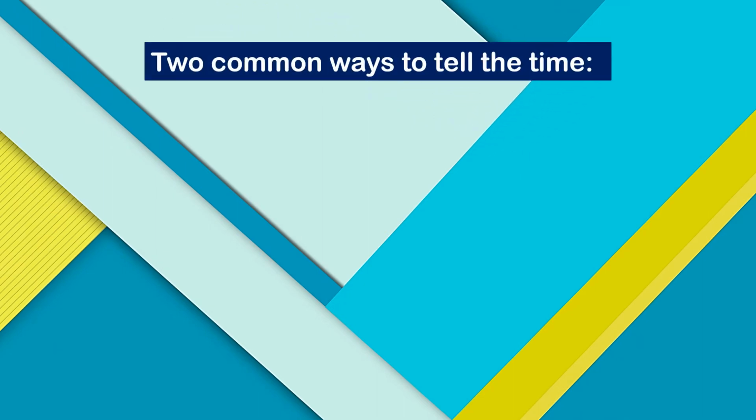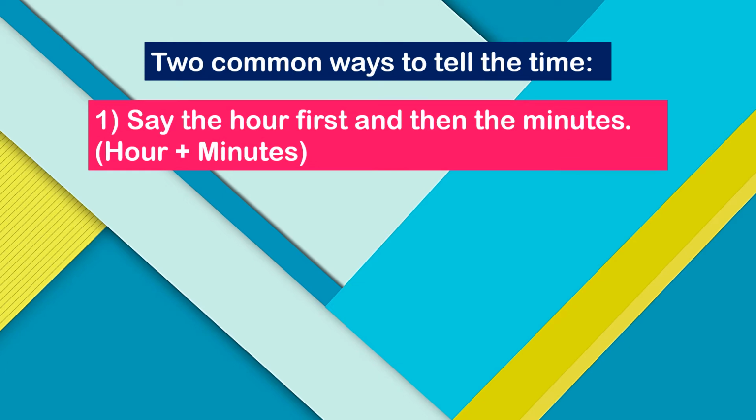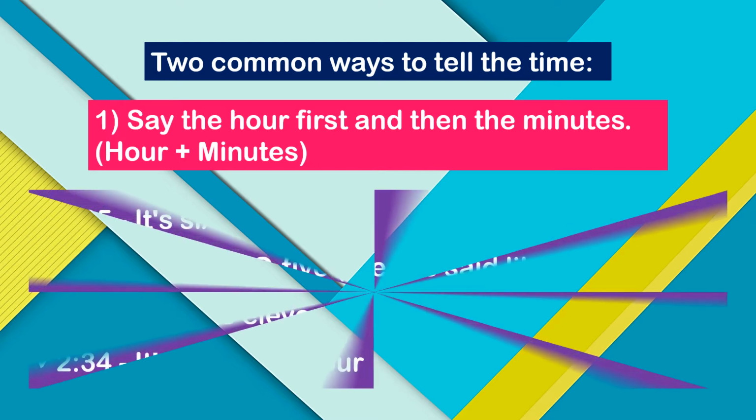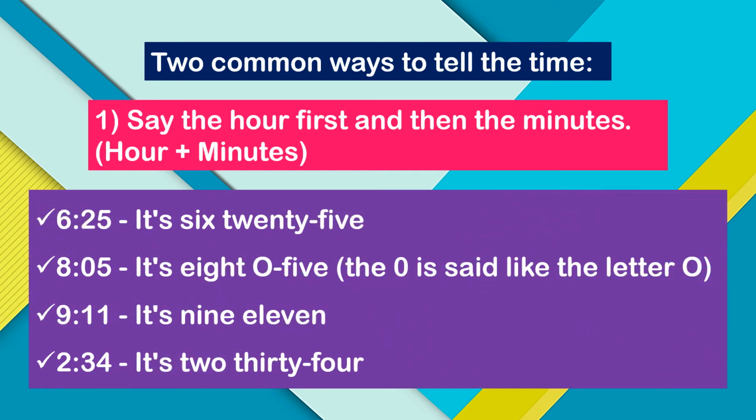There are two common ways to tell the time. The first way is to say the hour and then the minutes. This is the American way of telling the time. Look at the following examples. It's 6:25. It's 8:05. It's incorrect to say it's 8:5, but we say 8:01, 8:02, 8:03 until 8:09. Next, it's 9:11 and then it's 2:34.